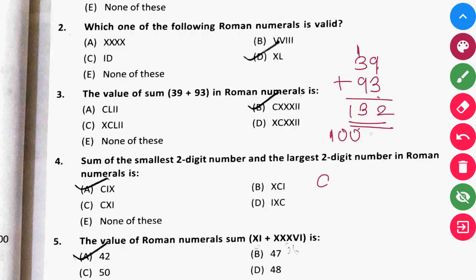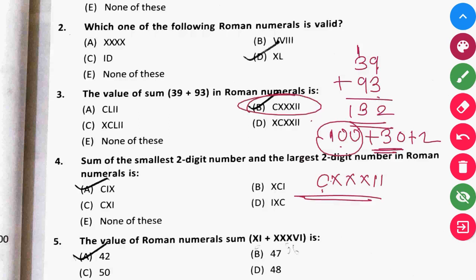You can write it in an expanded form: 100 plus 30 plus 2. Now C means 100, 30 we can denote by XXX, and 2 can be denoted by two standing lines. So this is the correct answer, CXXII.